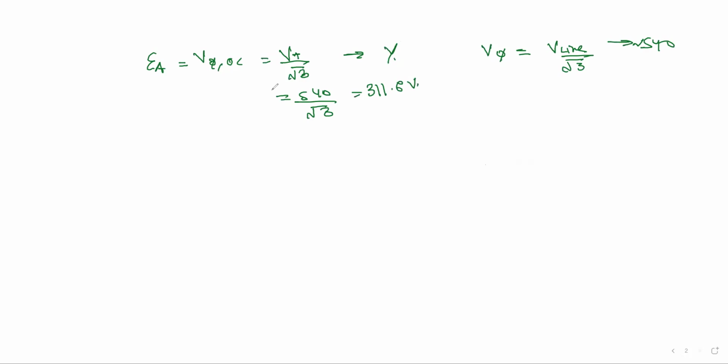Now carefully analyze. ISC, the short circuit current, is given as 300 amperes. This is Y connected, so I line would be equal to I phase, so no need to change this current.